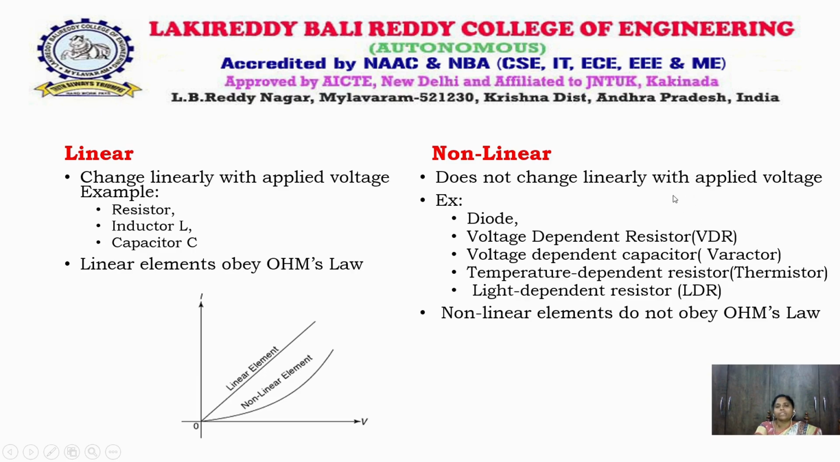Coming to the non-linear elements, these do not change linearly with the applied voltage. Whatever element you are considering, if it does not change linearly with the applied voltage, it is known as a non-linear element. Examples are diode, voltage dependent resistor, voltage dependent capacitor varactor, temperature dependent resistor thermistor, and light dependent resistor LDR. All these do not follow a linear voltage and current relationship. One more thing: non-linear elements do not obey Ohm's law.